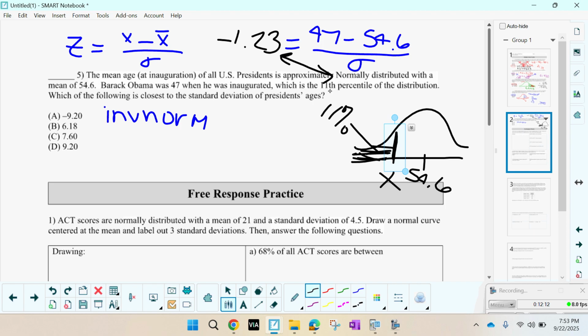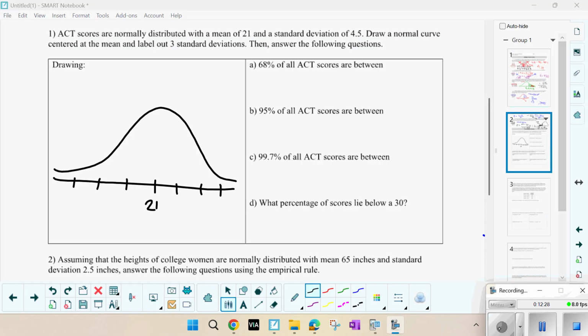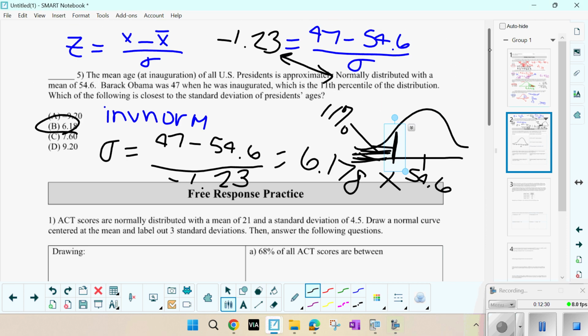Cross multiply and then divide, so you get your standard deviation is 47 minus 54.6 divided by a negative 1.23. After we did our division up here, we should have got 6.178, which rounds to 6.18.